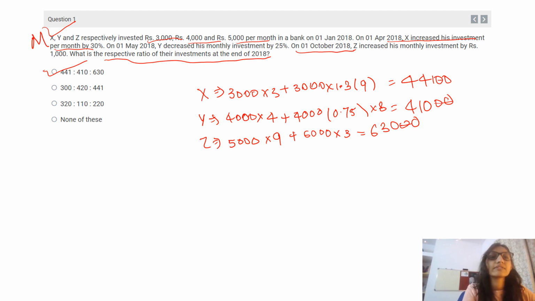So now this was a medium level question. If you initially understand the question, it's very easy to solve, just a 1-minute question. So let's go to the next question now.